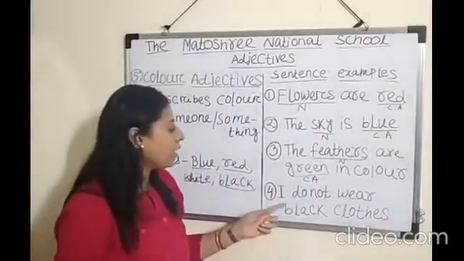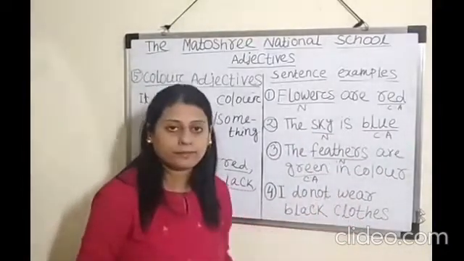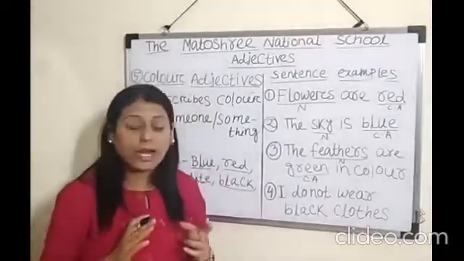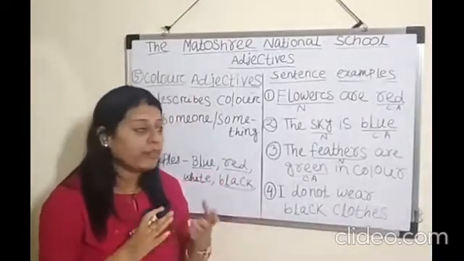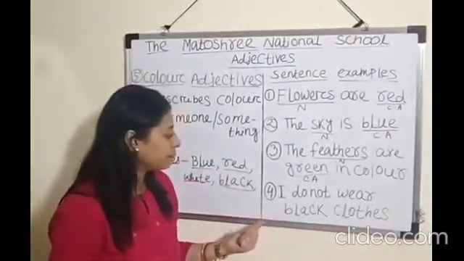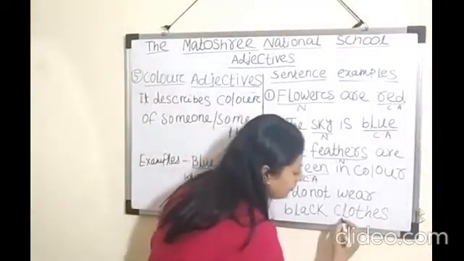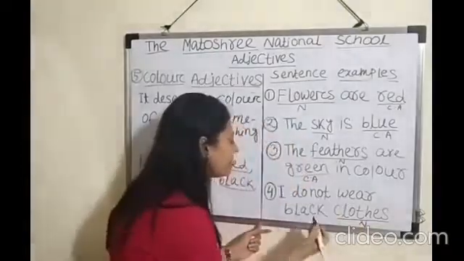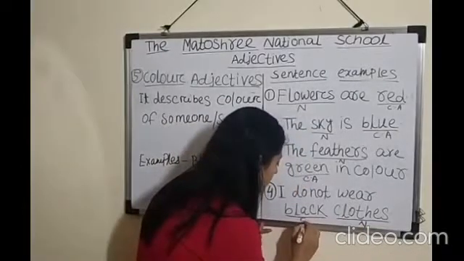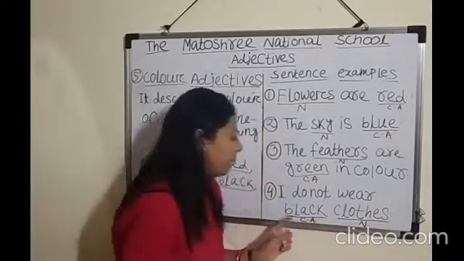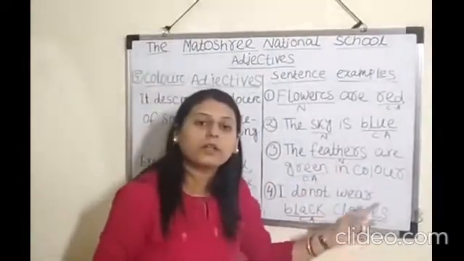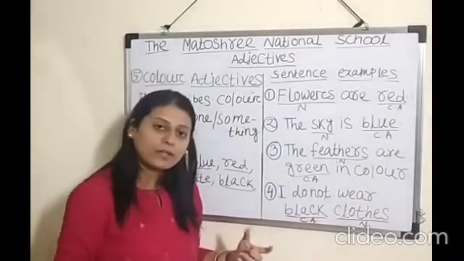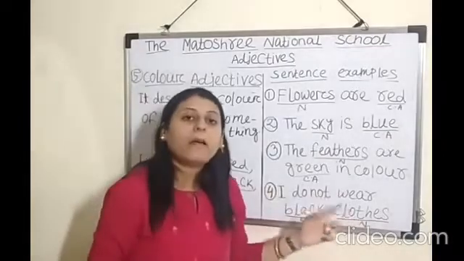Next. I don't wear black clothes. I don't like black color. I don't wear black dresses. So here, clothes is the noun and black is a color adjective, where black shows the color of the cloth. I don't like black clothes, so I don't wear black clothes.